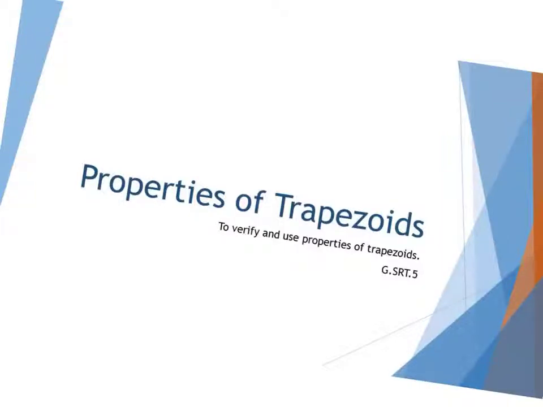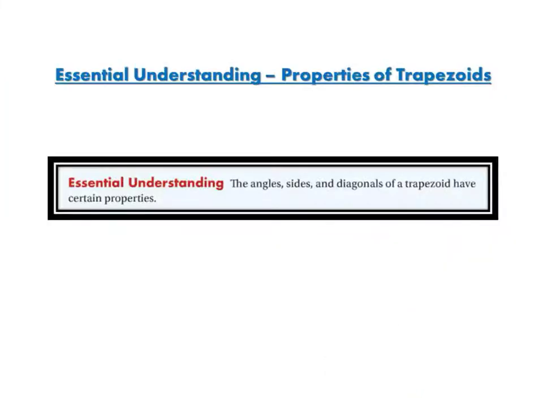This lesson is about properties of trapezoids. The goal is to verify and use properties of trapezoids, and the standard is geometry, similarity, right triangles, trig, number 5. What you should understand from this lesson is that the angles, the sides, and the diagonals of a trapezoid have certain properties.